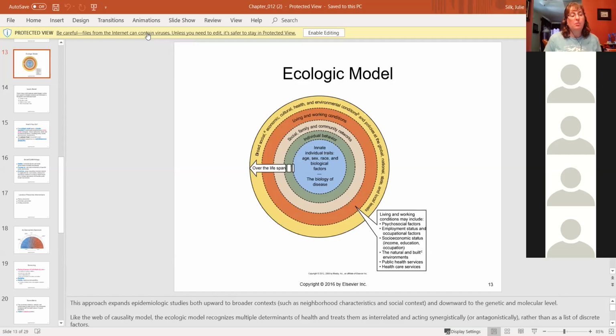So the ecologic model spans a broader spectrum of systems and etiologic factors than the more traditional web of causality model, and encompasses determinants of many levels: biologic, mental, behavioral, social, and environmental factors, including policy, culture, and economic environments. Another way of thinking of this is that the ecologic model moves from a two-dimensional perspective to a multi-dimensional perspective. So this takes more things into account.